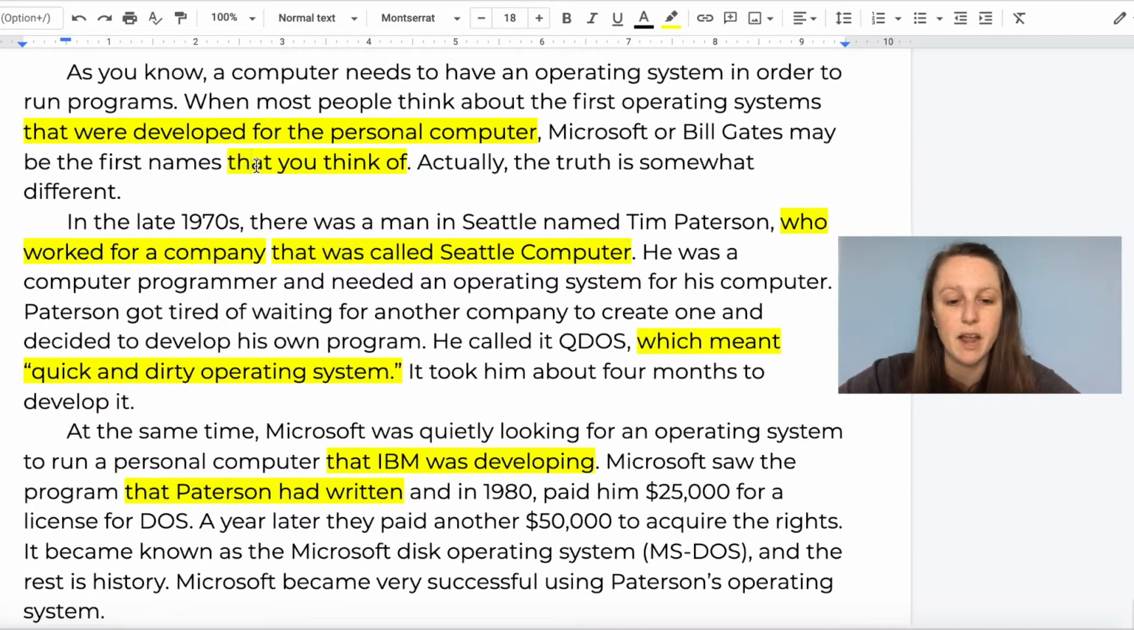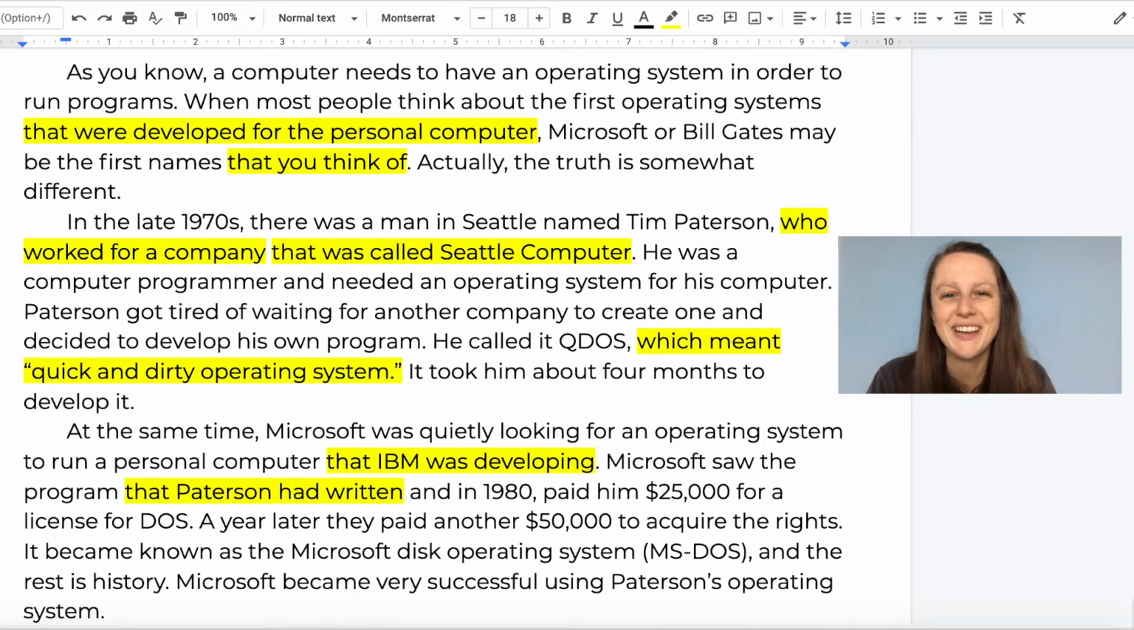All right, let's read our next paragraph. In the late 1970s, there was a man in Seattle named Tim Patterson who worked for a company that was called Seattle Computer. He was a computer programmer and needed an operating system for his computer. Patterson got tired of waiting for another company to create one and decided to develop his own program. He called it QDOS, which meant Quick and Dirty Operating System.